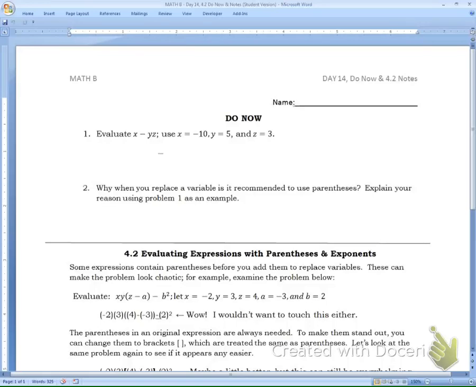This is the day 14 due now and the notes for lesson 4.2. If you haven't done so already, go ahead and complete the 2 questions on today's due now. Push pause, and when you're ready, push play and I'll go over the answers with you.